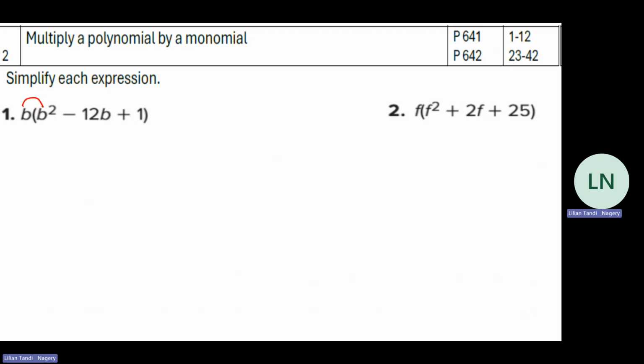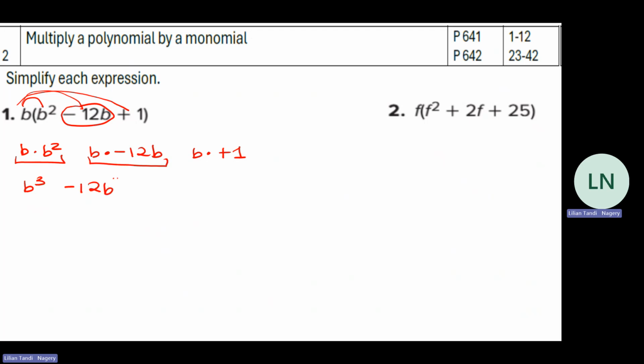So this will be here, this will go here, and this will also go here. So this will be b times b squared. Then it will be b times -12b. And then it will be b times +1. The answer to this is b cubed. The answer to this is -12b squared. The answer to this is positive b. And you box your answer.